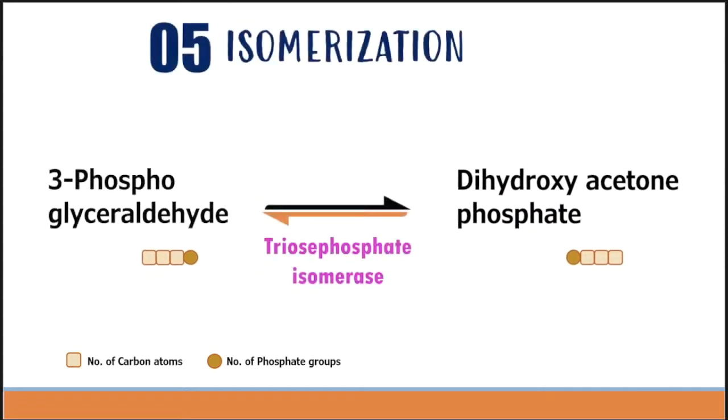And the fifth reaction, what happens? Again isomerization happens, where dihydroxyacetone phosphate prefers to get back into 3-phosphoglyceraldehyde, which is another isomer, in the presence of the enzyme triose phosphate isomerase. All further reactions of glycolysis will be forwarded only by 3-phosphoglyceraldehyde. So whenever 3-phosphoglyceraldehyde is produced, the reaction will continue. If that doesn't get produced, or if dihydroxyacetone phosphate is produced, the reaction will halt.